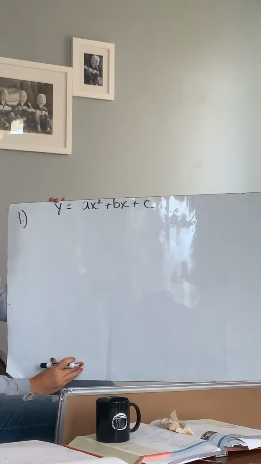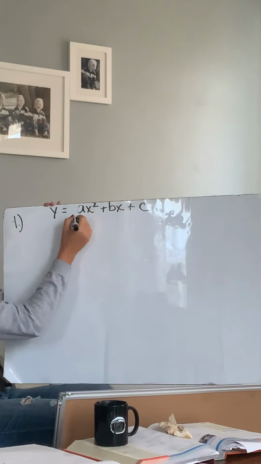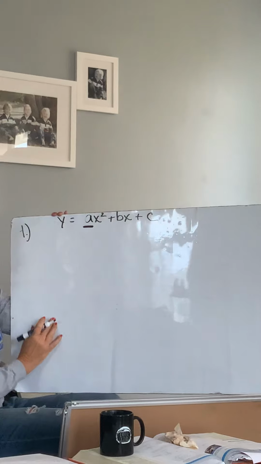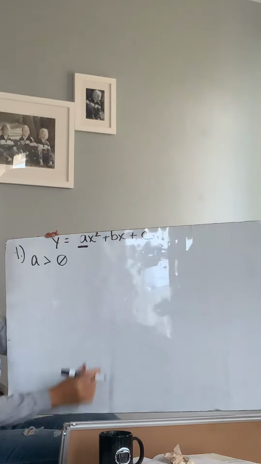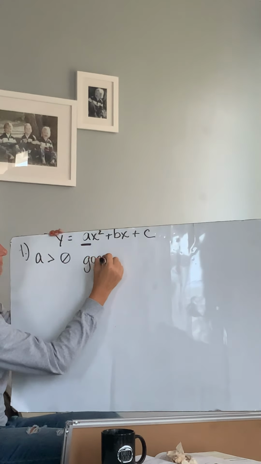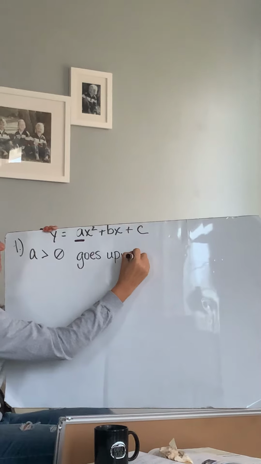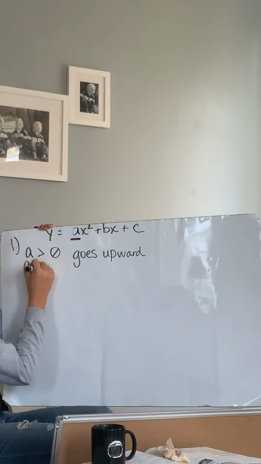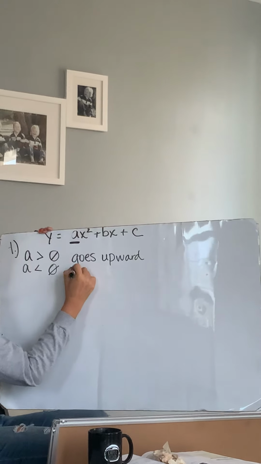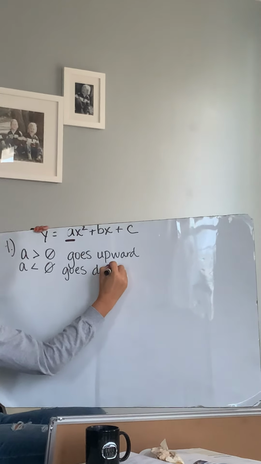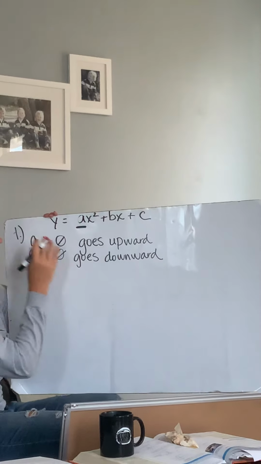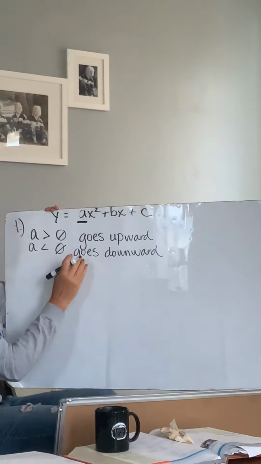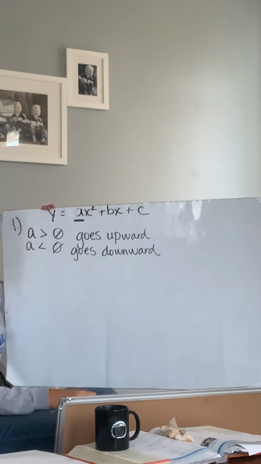Okay, to determine if the parabola opens upward or downward, we look at A. We're gonna look at A. If A is greater than 0, it goes up. The graph goes upward. If A is less than 0, it goes downward. A can never, ever be 0 because it's not a function then, okay? So if A is greater than 0, it goes upward. If A is less than 0, it goes downward, okay? That's the answer to the first question.